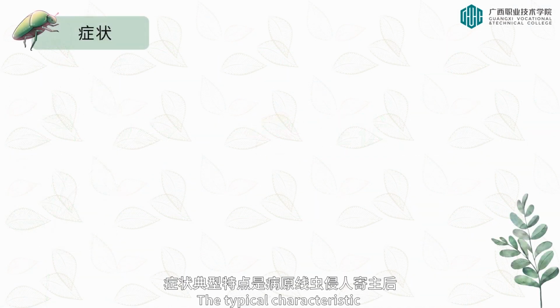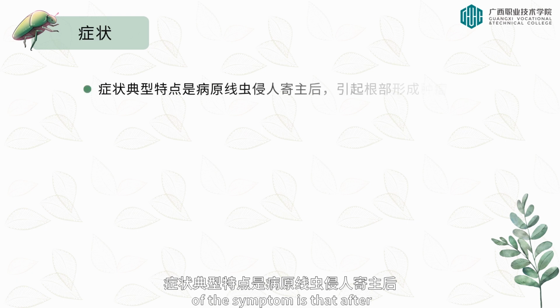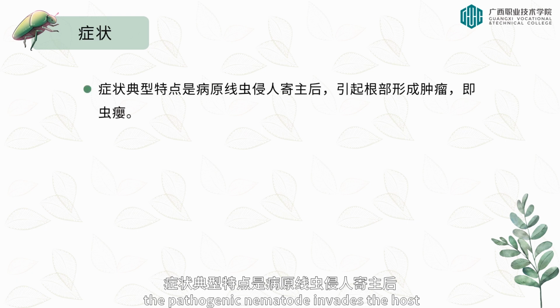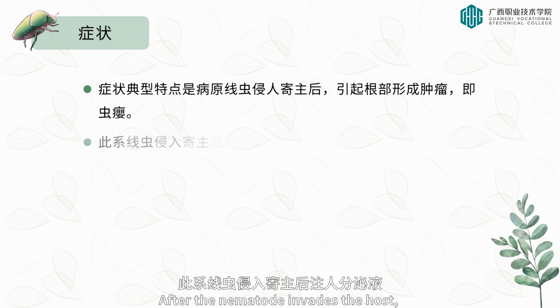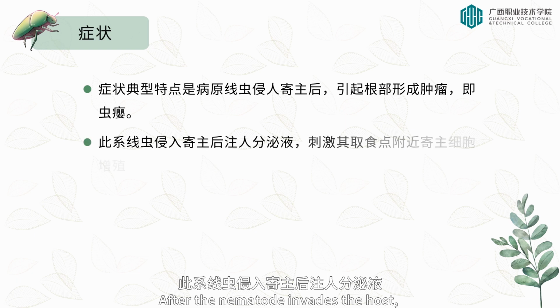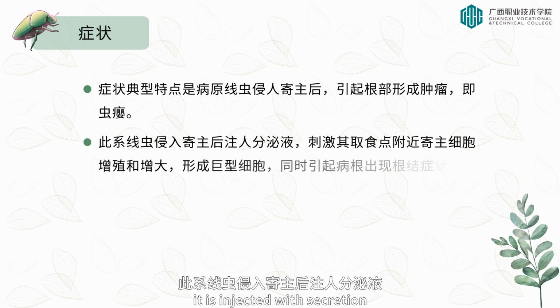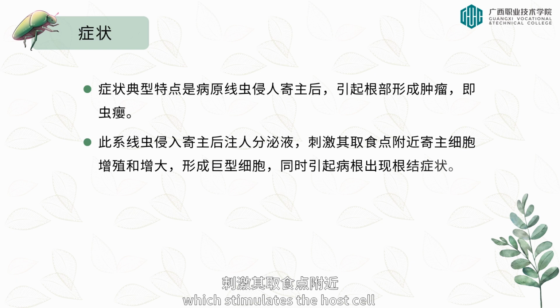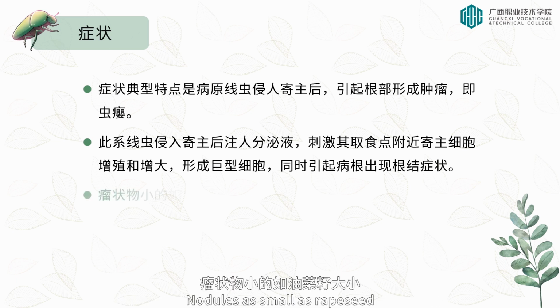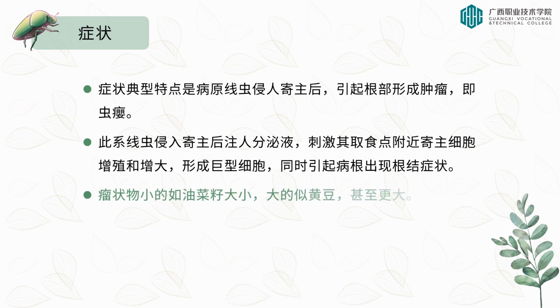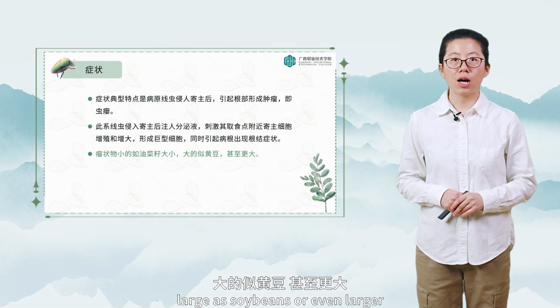The typical characteristic of the symptom is that after the pathogenic nematode invades the host, it causes the root to form a tumor, that is, gall. After the nematode invades the host, it is injected with secretion, which stimulates the host cell to proliferate and enlarge, forming giant cells and causing root knot symptoms at the same time. Nodules as small as rapeseed, large as soybeans, or even larger.